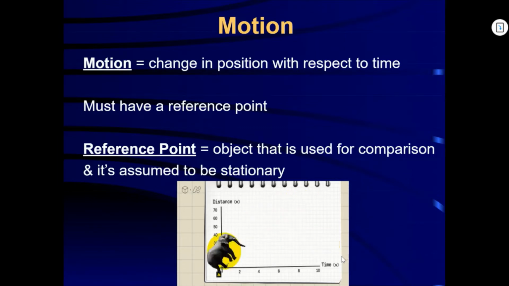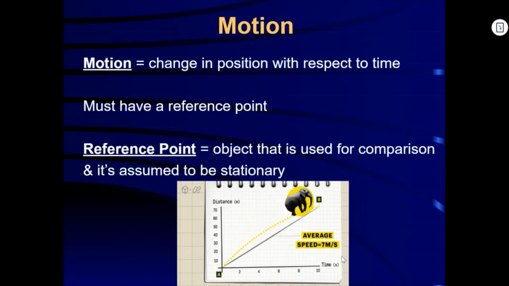And like it says here, you must have a reference point, right? So if you're going to have motion, you have to have a starting off point. Without that, you really don't have any motion, right? Because again, point A to point B. A reference point is just an object that is used for comparison, and it's assumed to be stationary, right?